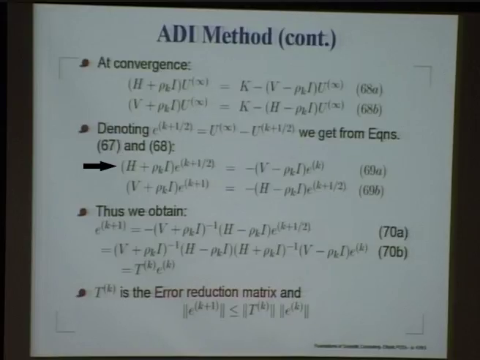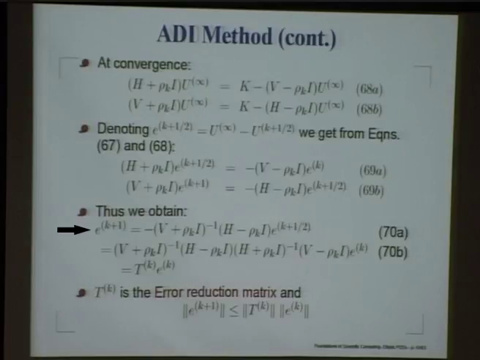And in the second half we go from k plus half and arrive at k plus 1 step. So, that is what my error is. So, if I now combine both the steps, then what do I get? E k plus 1 would be V plus rho k I inverse operating on this, and there is this minus sign sitting up front operating on E k plus half. But from the first equation I can get E k plus half is nothing but minus of H plus rho k I inverse into this. So, that is precisely what we have done.